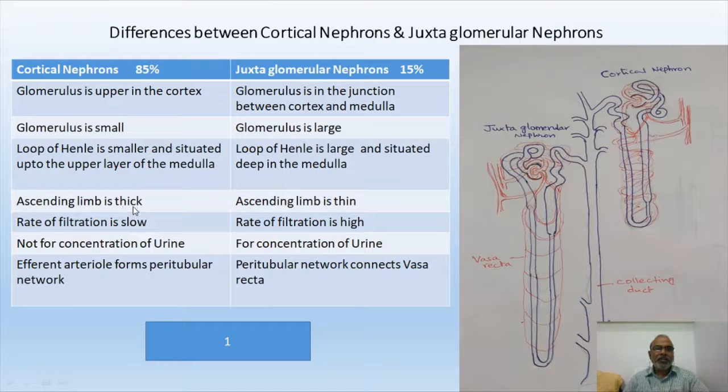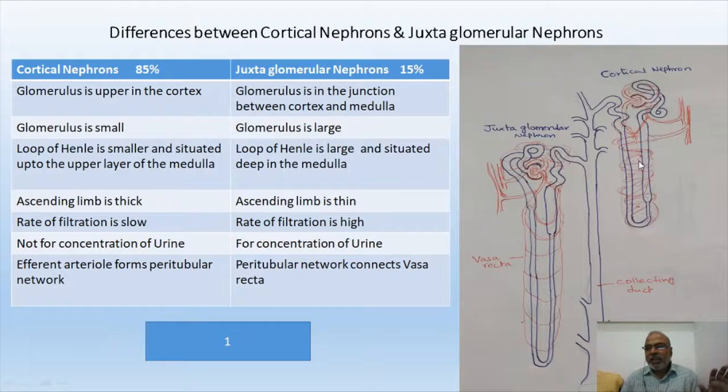Now, in the cortical nephron the ascending limb is thicker, and in the juxtamedullary nephron the ascending limb is thin. In the cortical nephron, the rate of filtration is very low because the glomerulus is very small. In the juxtamedullary nephron, the rate of filtration is very high because the glomerulus is large.